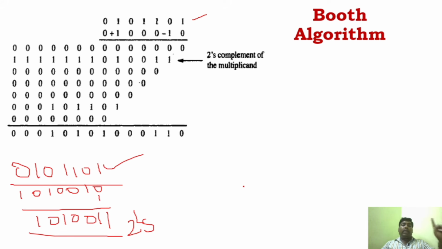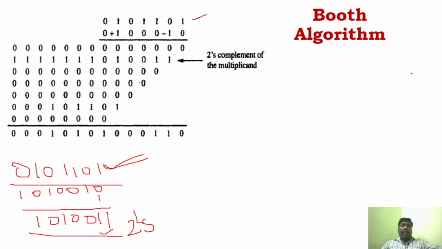And remember only one thing here. If it is positive 1, I'll write the multiplicand, the same value. If it is minus 1, I'll use the 2's complement and write this value, okay? Now, we'll do the Booth algorithm. Listen, if you consider this one, 1, 2, 3, 4, 5, 6, 7, so 7 plus 7, 14 bits. 1, 2, 3, 4, 5, 6, 7, 8, 9, 10, 11, 12, 13, 14, okay?